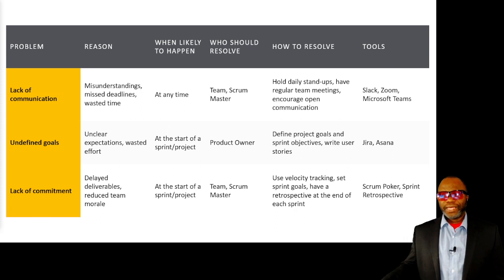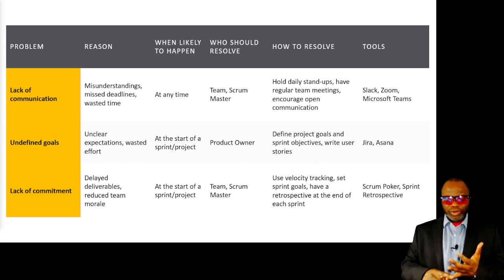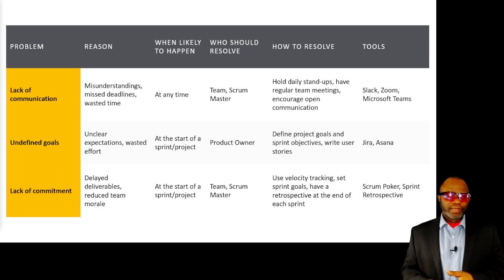Let's move on to the final one here, lack of commitment. And the reason is we have delayed deliverables, reduced team morale, and that could lead to a lack of commitment. So it's likely to happen at the start of a sprint or the start of a project. When you talk about the commitment, we talk about the product goal, we talk about the sprint goal, and then we talk about the definition of done. Those things indicate what you are committed to doing. And if you don't have those in place, it could lead to a lack of real commitment. So you want to make sure you got commitment by just voicing it.